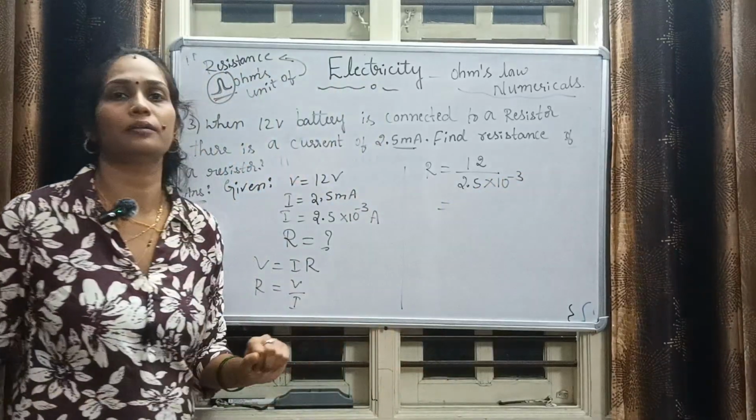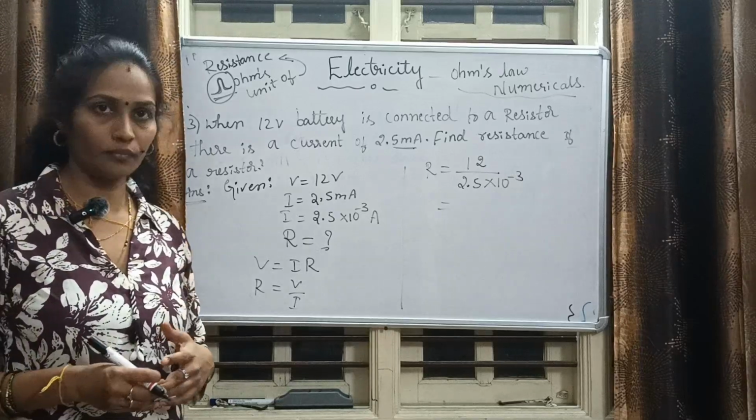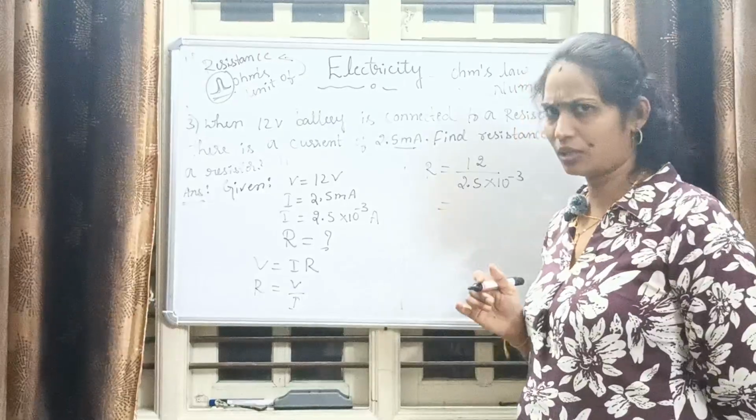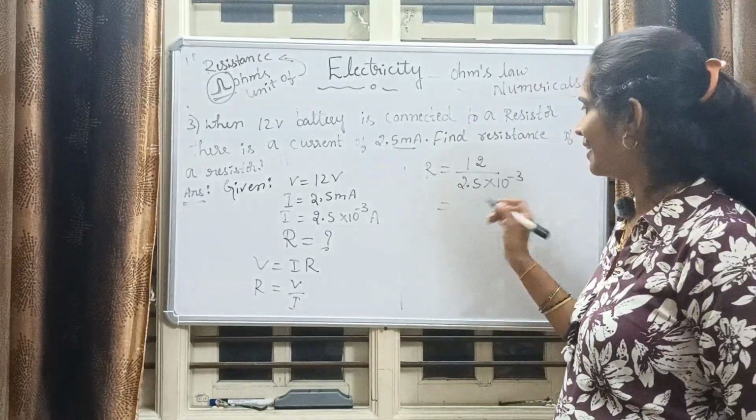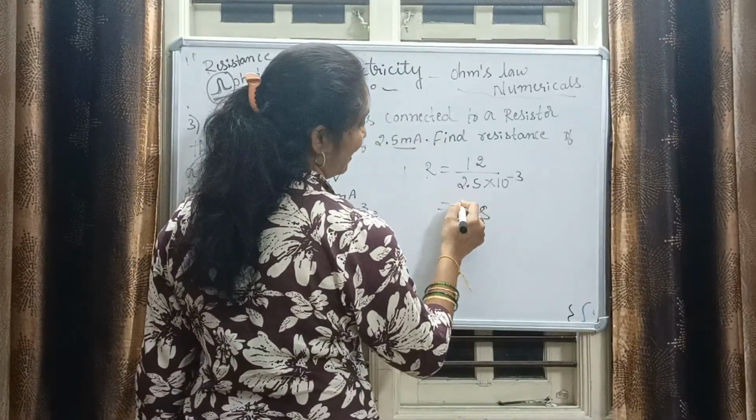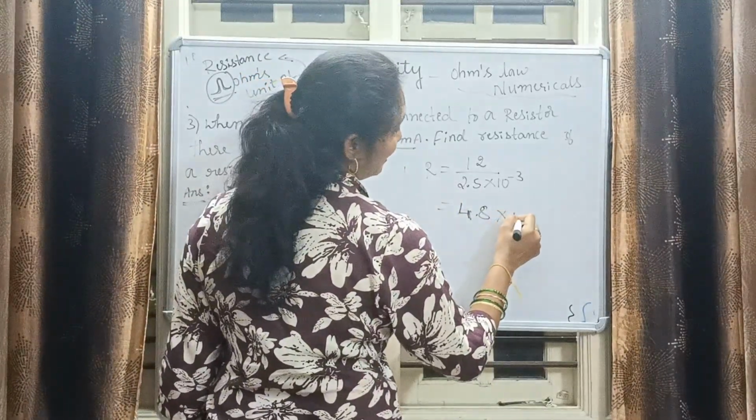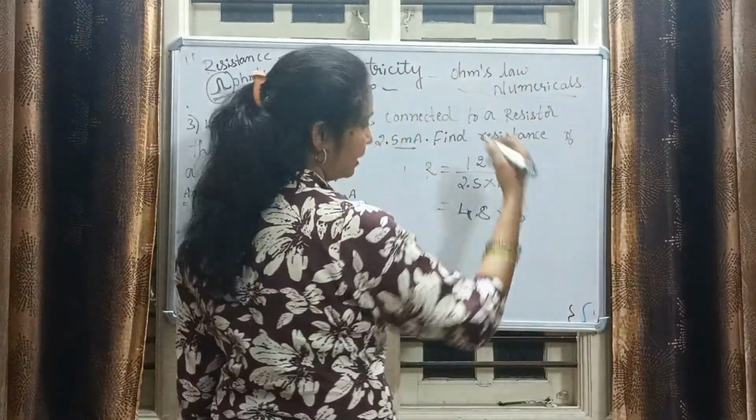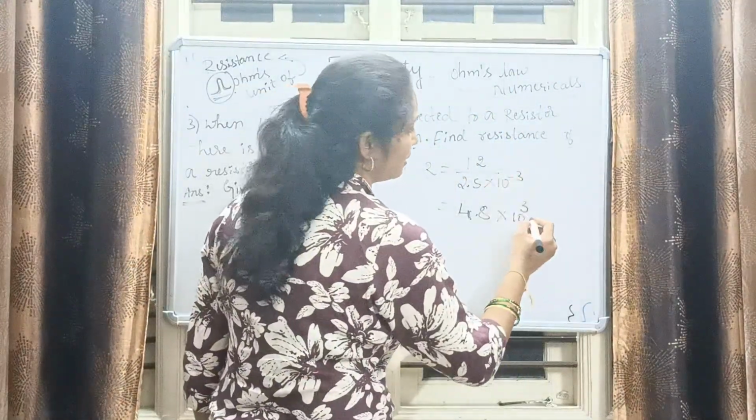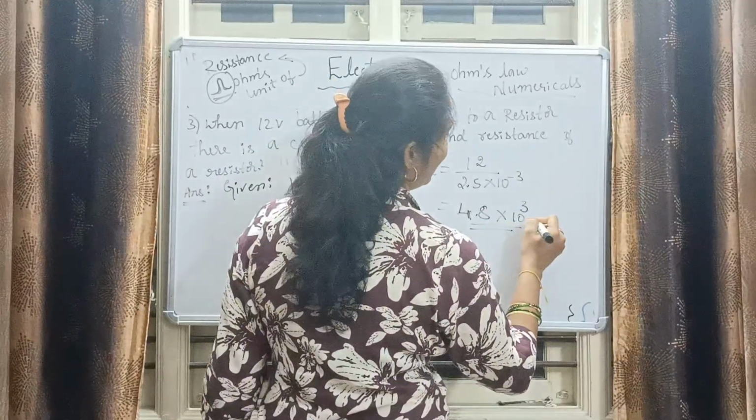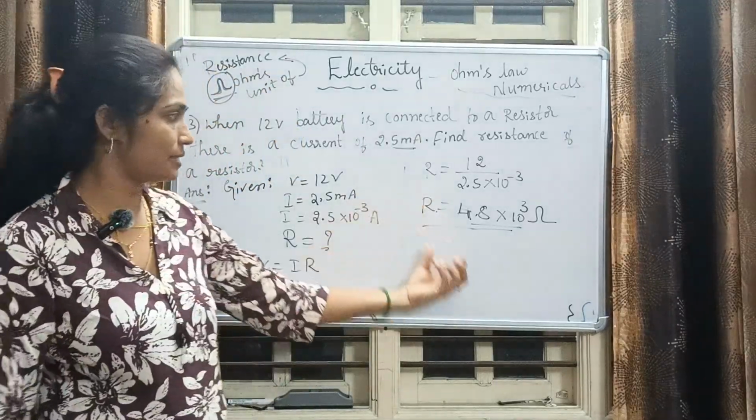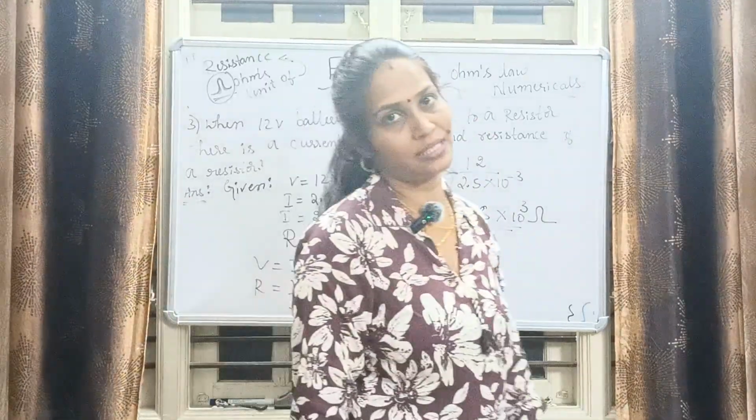How much will you get? Just calculate and tell me. Got the answer? Yes. This is 4.8 into 10 to the power of minus 3. If it goes the reciprocal way, it will become plus 3. 4.8 into 10 to the power of 3 ohms. This is the resistance of the given resistor.